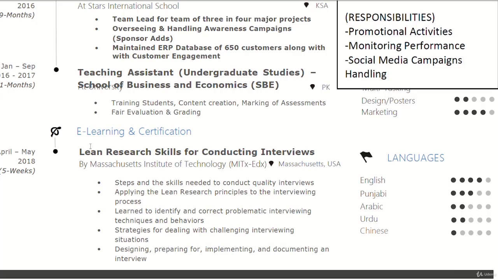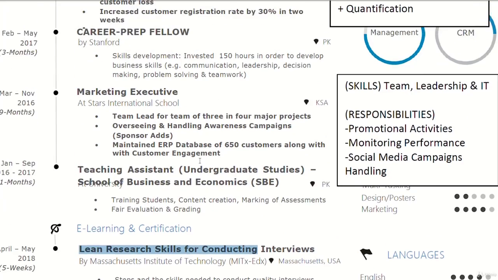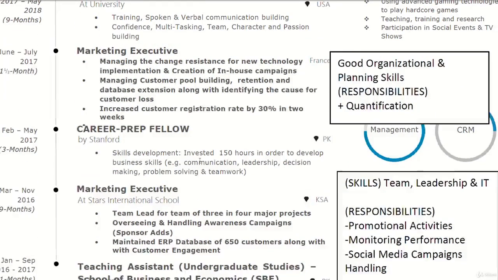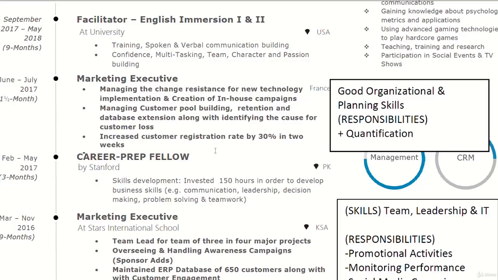So this was a research skills course that I did in order to get into a research job, and it actually helped me get into the job and work for different multinational organizations as well. So this is how you're going to take care of overall quantification and overall action verb addition in your CV in order to make it professional.